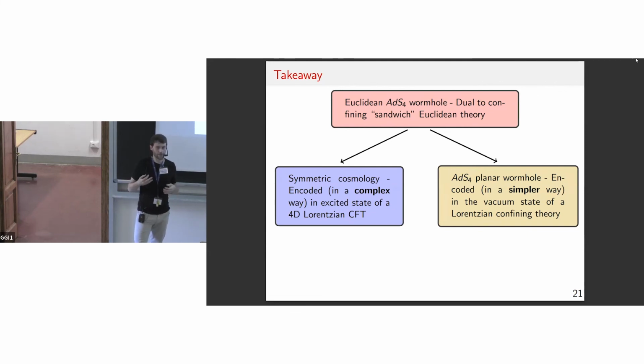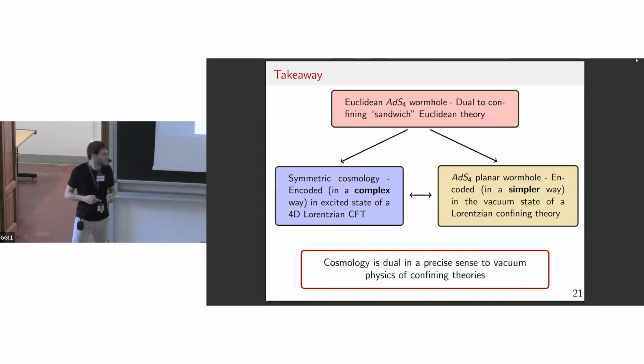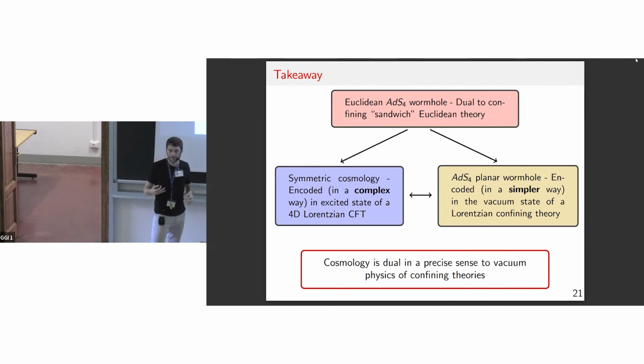And this is encoded in a much simpler way, more like ordinary CFT in the vacuum state of this Lorentzian confining theory. But the two pictures are related to each other by double Wick continuation, by this slicing duality, meaning that cosmology in these AdS/CFT settings is dual, in this precise sense that we described in this talk, to the vacuum physics of confining theories.